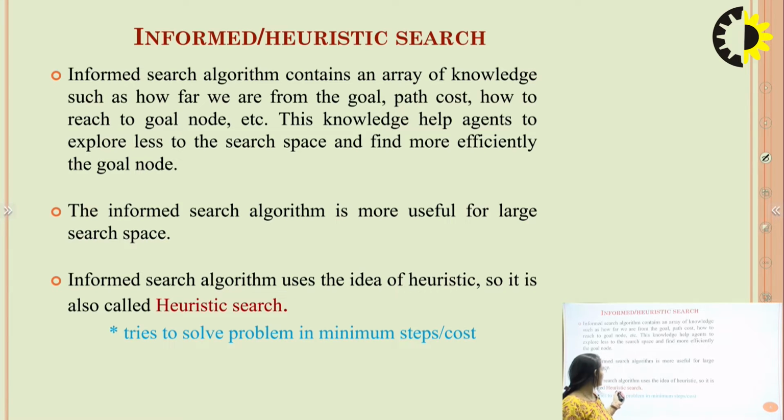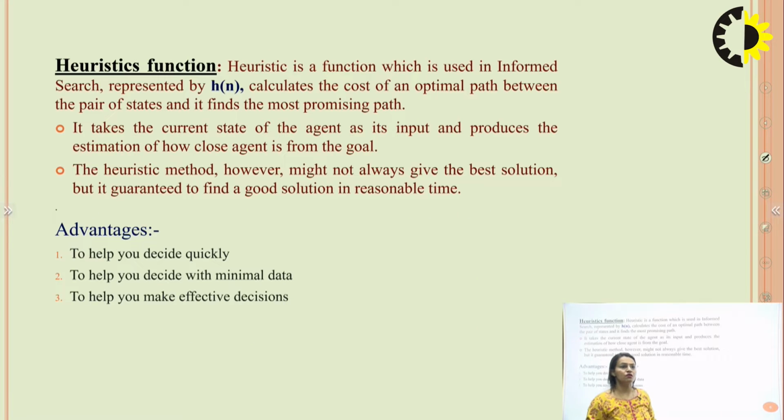That means basically I can say that in this search, I try to solve the problem in the minimum number of steps or minimum cost. So next is what is a heuristic function, because as I have told you, this is a heuristic function. So basically, what is heuristic and how is it to be calculated? First question is, what is a heuristic function?